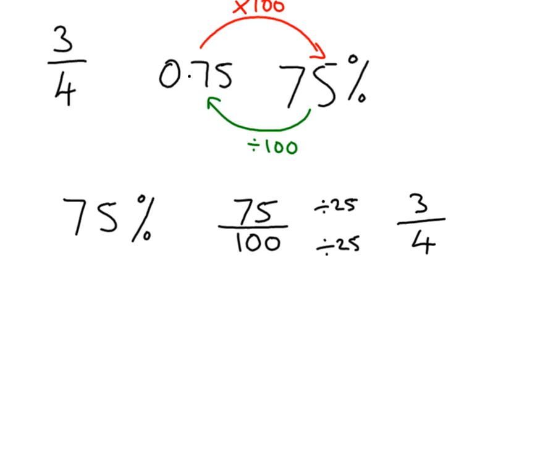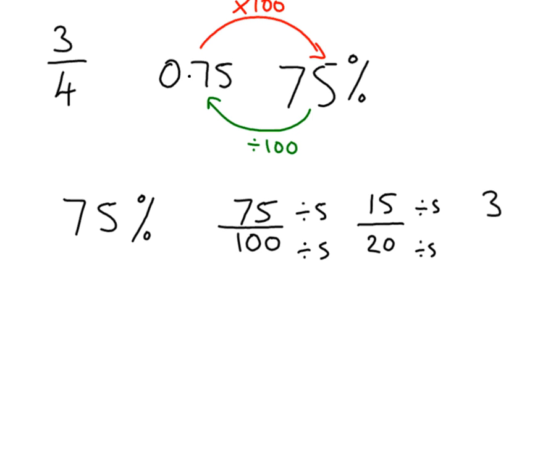If you were not so confident with your division, we could do 75 divided by 5 and 100 divided by 5, which would give us 15 and 20. We could now divide this by 5 again, which would then give us 3/4.